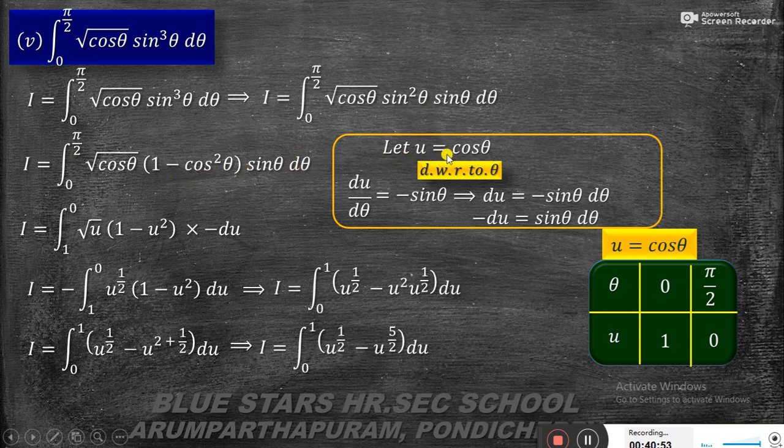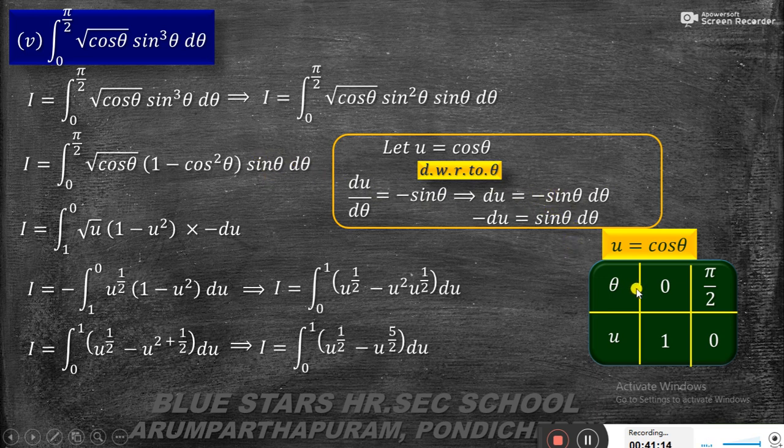So here I take u equal to cos theta, so du by d theta equal to, now I differentiate the cos, the differentiation of cos is minus sin, so minus sin theta. Therefore du equal to minus sin theta d theta. So instead of minus sin theta d theta I substitute du, therefore minus du equal to sin theta d theta. So here sin theta d theta I substitute du.